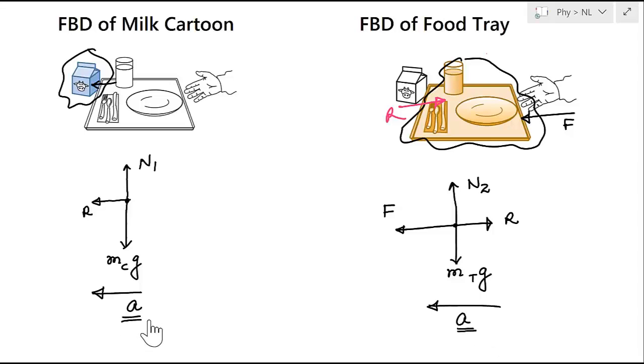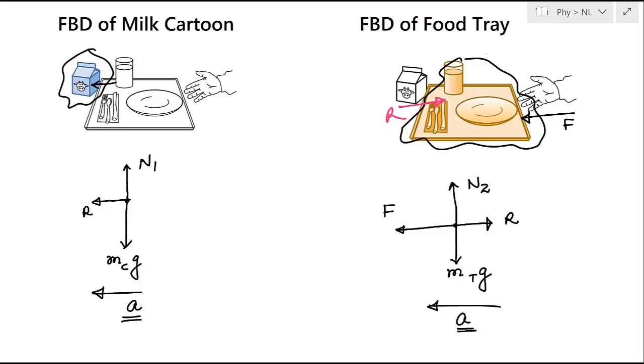Now see, in this problem both objects, the milk cartoon and the food tray, have the same acceleration, the same direction as well as the same magnitude. You will see in next videos that sometimes the magnitude is the same but the direction is not the same. For example, when you have two objects moving on a pulley. That we will discuss in the next video.